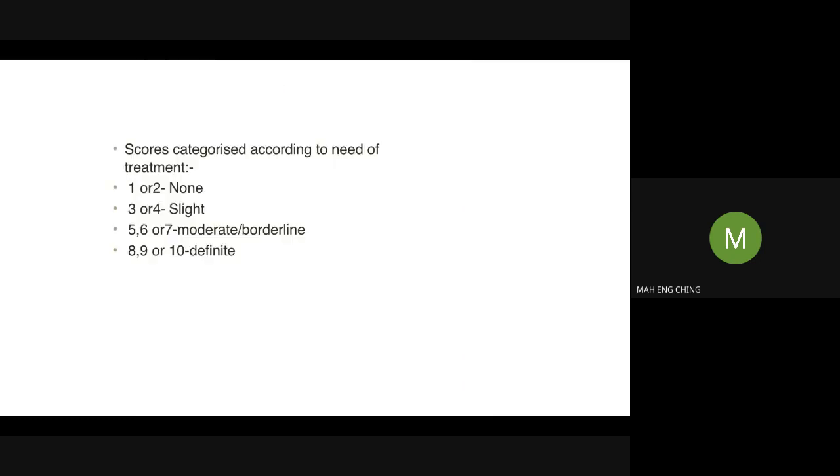The score is categorized according to the need for treatment. 1 to 2 is none, 3 to 4 is slight, then 5, 6, 7 are considered moderate, then 8, 9, 10 is considered definite or severe treatment need.